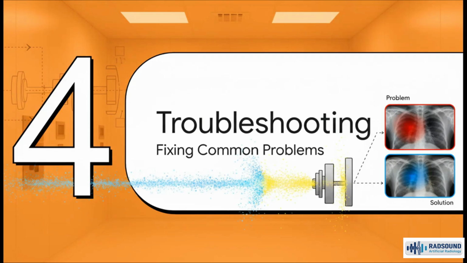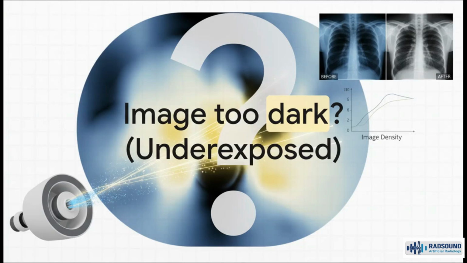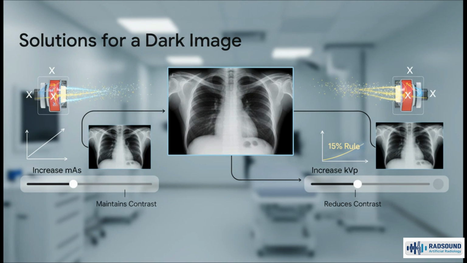But hey, let's be real. Even when you have the perfect plan, things go wrong. Images come out bad. So let's do a quick fire round on how to troubleshoot the most common problems you're going to see. All right, first up, the classic. The image is way too dark. It's underexposed. You can't see anything. What do? Well, your number one move should be to increase the MAS. It's the most direct fix.